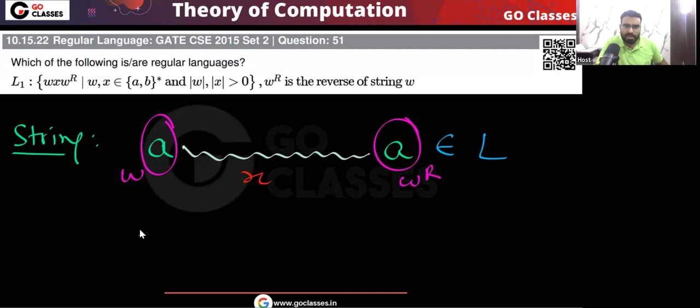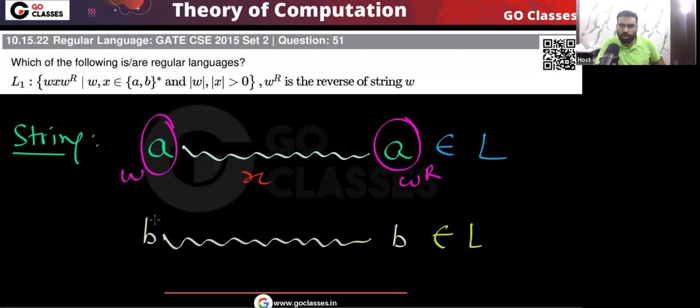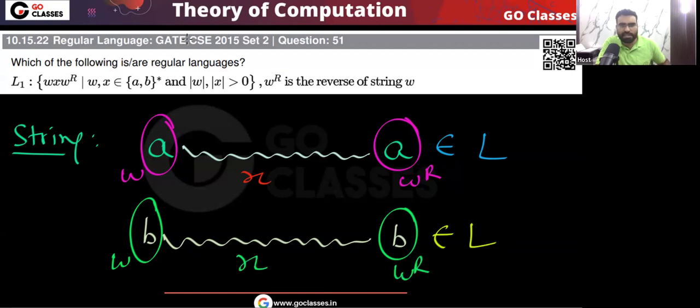Now you tell me, this type of string which starts with B, ends with B, and in between you have something. Will it belong to the language? Yes, of course. You can take the first B as W, the last B as W reverse, and in between you can take X. Are you getting my point?